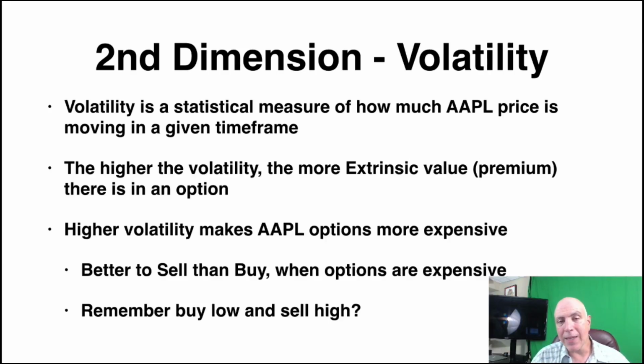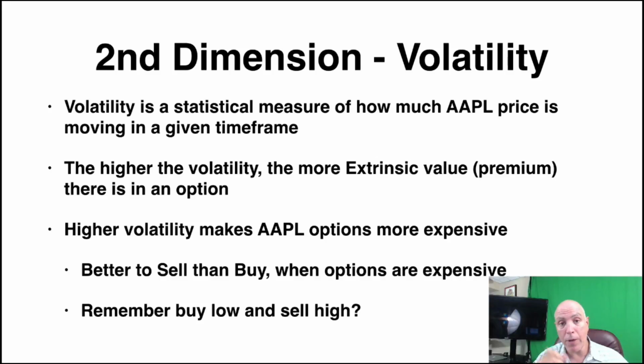Now, volatility is a statistical measure of how much Apple's price is moving in a given time frame. So there is a very direct correlation between how fast the stock is moving up and down and how wide those moves are, and uncertainty. So during uncertain moments, people tend to panic and price starts to move more erratically. And when price moves more erratically, volatility increases.